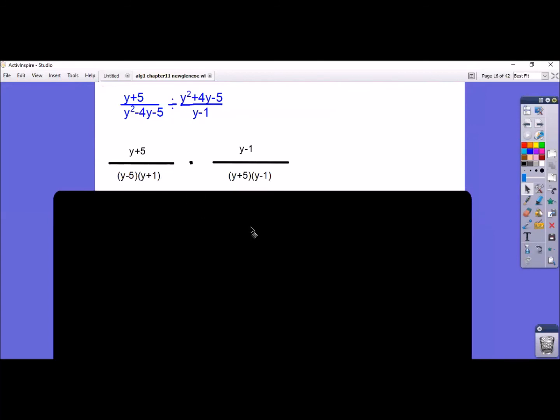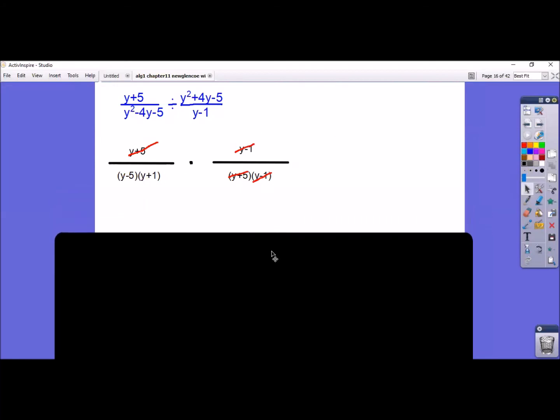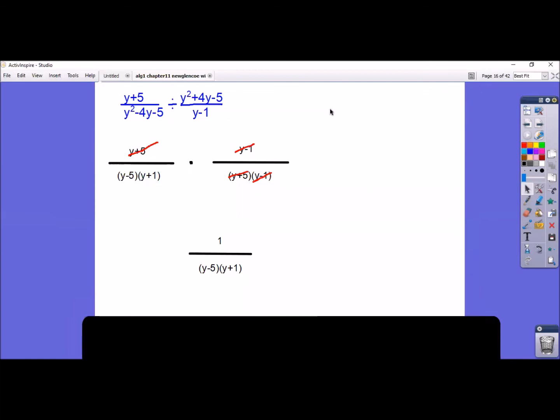But look carefully. See if you can find what we can get rid of. There's a y plus 5, y plus 5, y minus 1, y minus 1. So we're left with these guys. But what is left on top? 1. So that's your final answer for this problem.